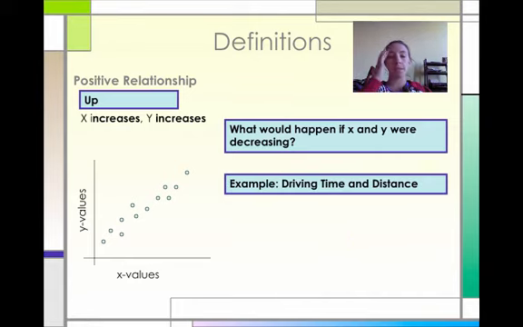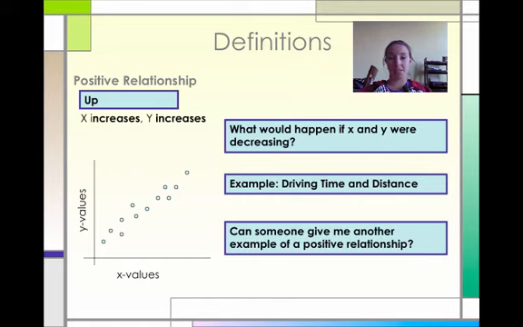So driving time and distance. How long have you been driving and how far have you driven? The longer you drive, the farther away you've gone. Can you think of anything else that would go up? Two variables that would make each one go up. It could be something like the amount of time I spend running and how far I've gone. That kind of stuff. Try to think of another example of a positive relationship.